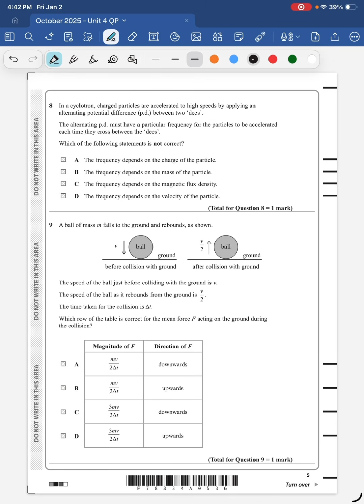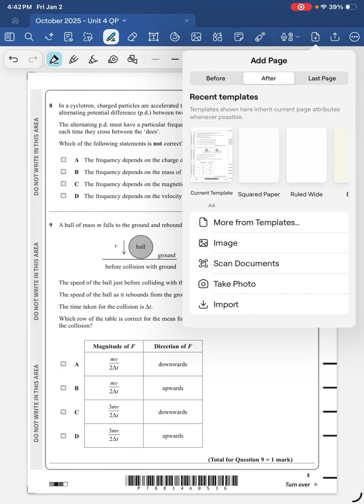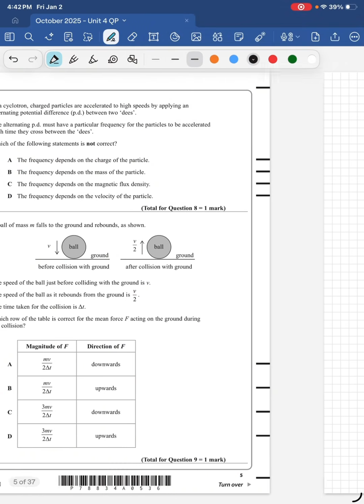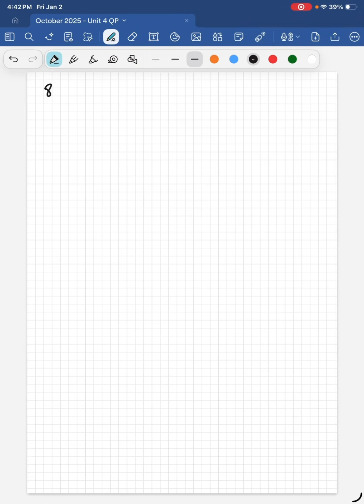In a cyclotron, charged particles are accelerated to high speeds by applying an alternating potential difference between the two Ds. The alternating potential difference must have a particular frequency for the particles to be accelerated each time they cross between the Ds. Which of the following statements is not correct? Okay, first of all, when we have circular motion, actually let me create a clean page, okay? So this is question 8.